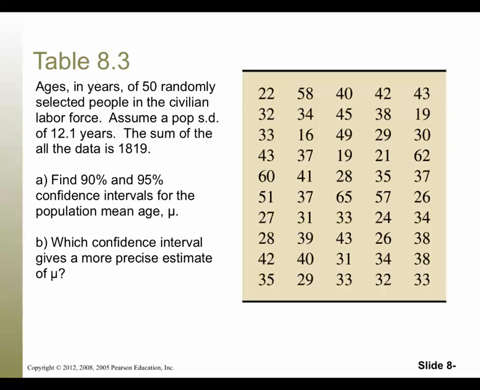So you're going to find the 90% confidence interval and the 95% confidence interval for population mean mu today. So the sample size is 50. Population standard deviation is 12.1. And then here's something that will help you, save you a lot of work. The sum of the data is 18.19.